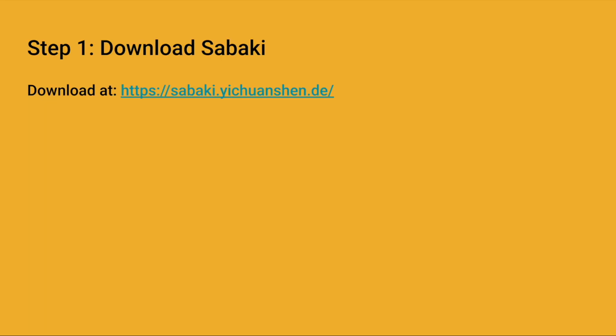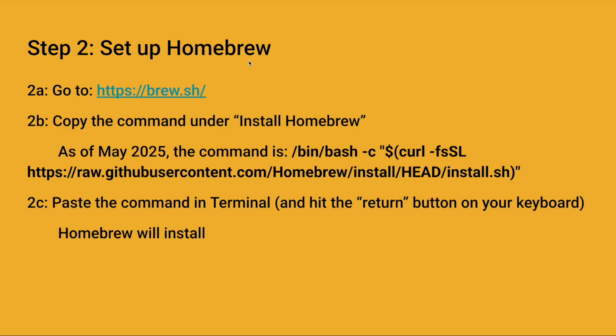Step 1. Download Sabaki. Sabaki is an app that you can use to display SGF files. You can download it at this website or simply Google Sabaki. Step 2. Set up Homebrew.